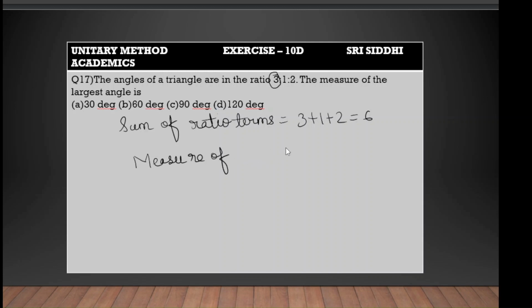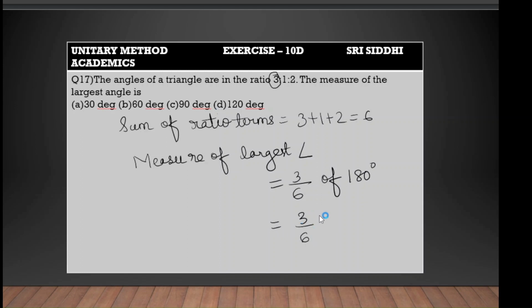What is 180 degrees? 180 degrees is the sum of all the angles of a triangle, right? So, the measure of the largest angle will be 3 by 6. 3 is the ratio term for the largest angle and 6 is the sum of ratio terms, of 180 degrees, which will give me the measure of the largest angle.